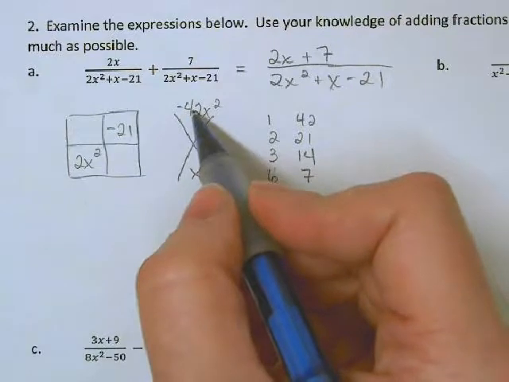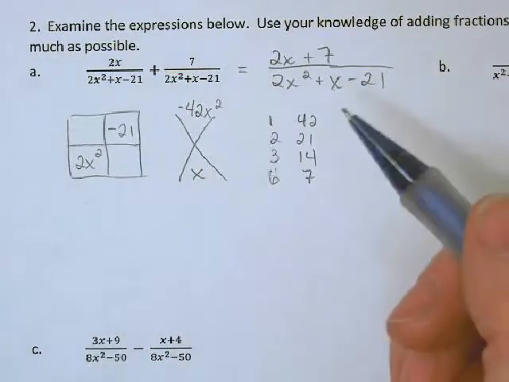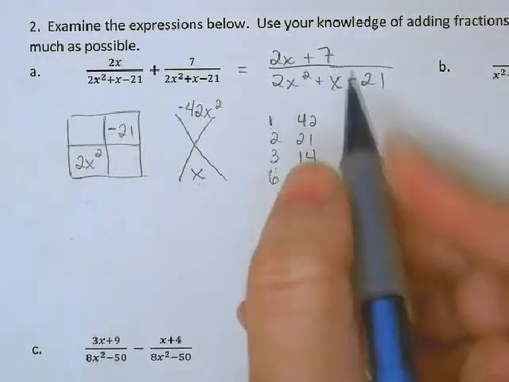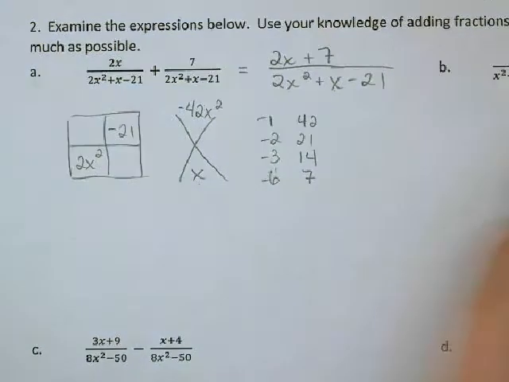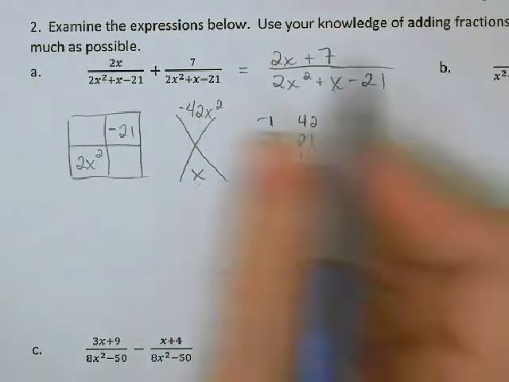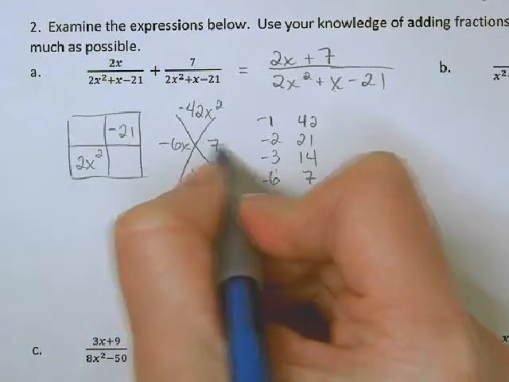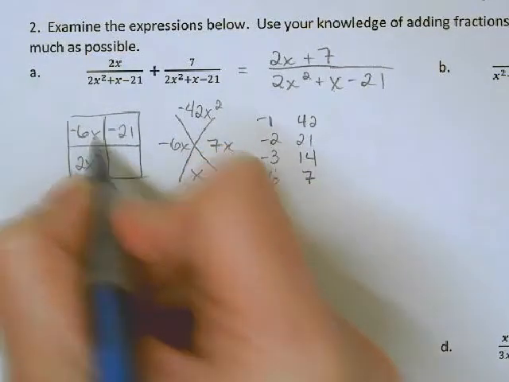So if I have a negative for the top number, that means that one of my terms is negative because a positive times a negative gives you a negative. If the bottom number is positive, that means that my smaller number is going to be the negative one. So negative 6 and 7 have a sum of 1. So negative 6x and 7x go in those boxes.